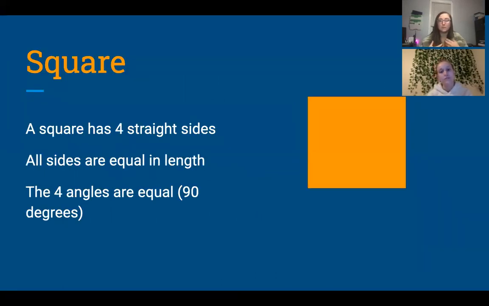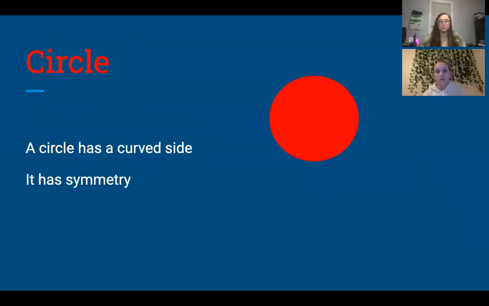Okay, make sure we're taking good notes so we can fill out our KWL chart at the end. So our first shape we're going to be focusing on is a square. I want you guys to all count the sides and keep the number in your head. All right, a square has 4 straight sides. All sides are equal in length, and there are 4 angles. Each angle is 90 degrees. A circle has a curved side, and it has symmetry. If something has symmetry, it means if you cut it in half, each side will be exactly the same.